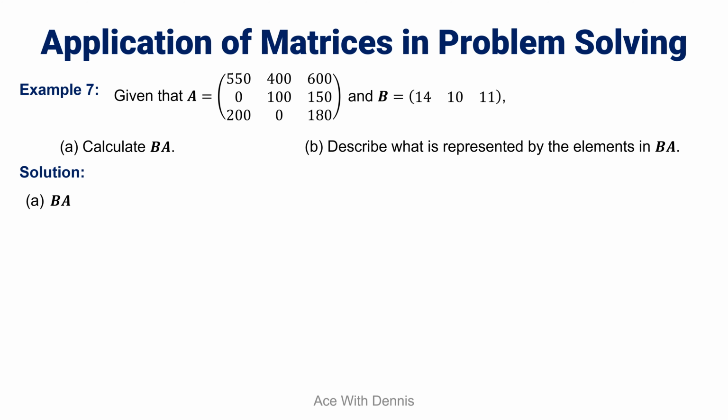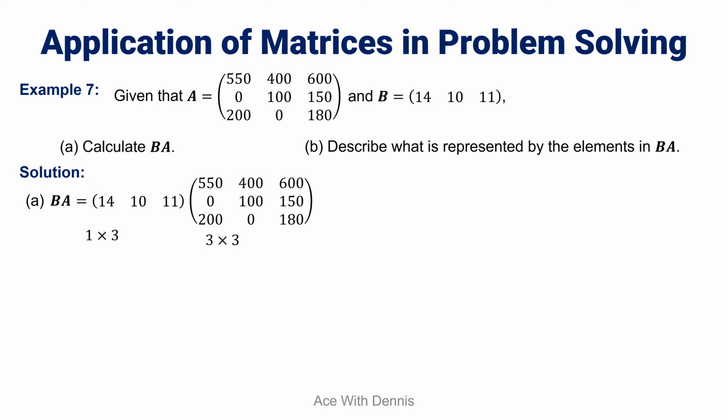For A, matrix B times A equals matrix 14, 10, 11, multiplied with this big matrix, 550, 400, 600, and so on. Now let's check the order for the first matrix. It is 1 times 3, and the order for the second matrix is 3 times 3. As you can see, these two numbers are the same, so they can multiply together.